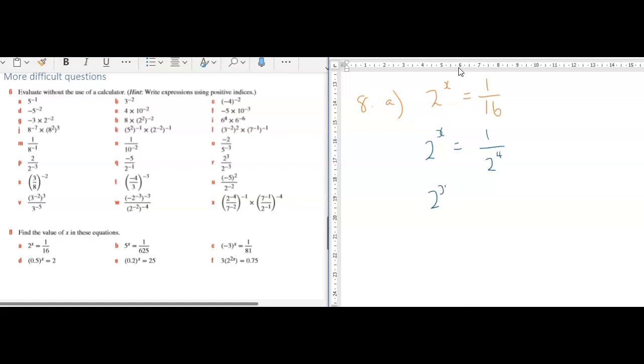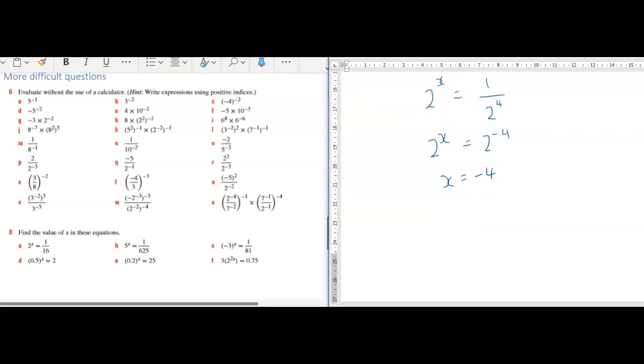Then I need to write this as not 1 over, but base 2. Okay, so need to write it the same way. So it's going to be 2 to the negative 4. So that means x is equal to negative 4. Okay, so these are a little bit harder. What do we got next? So 5x, let's do B.